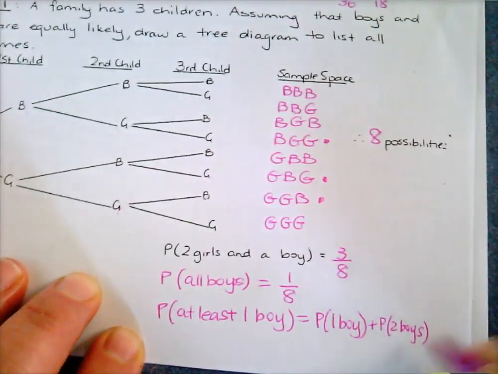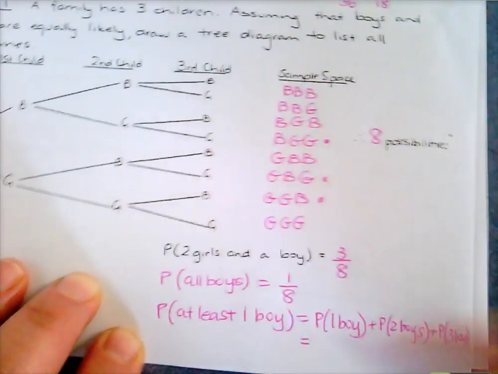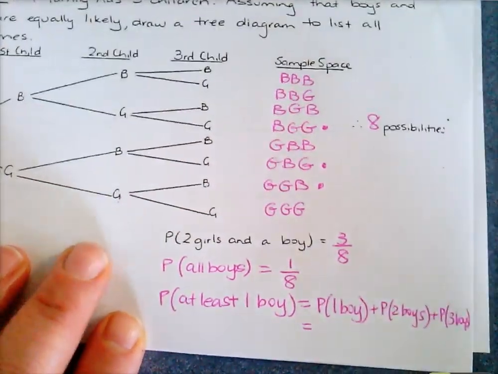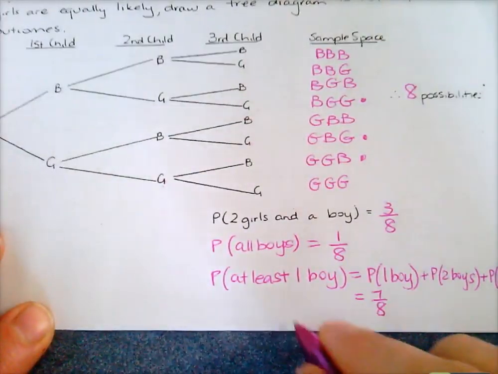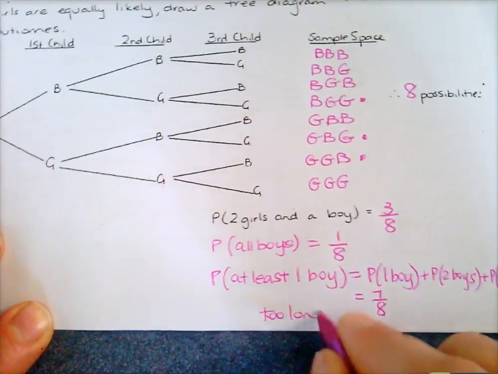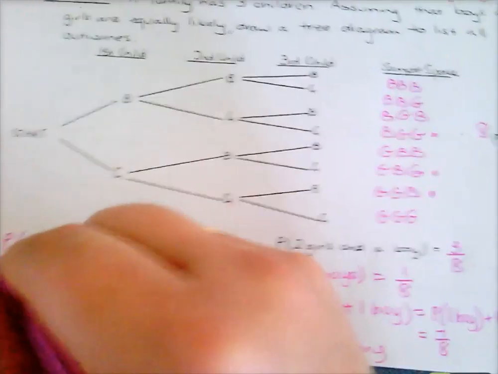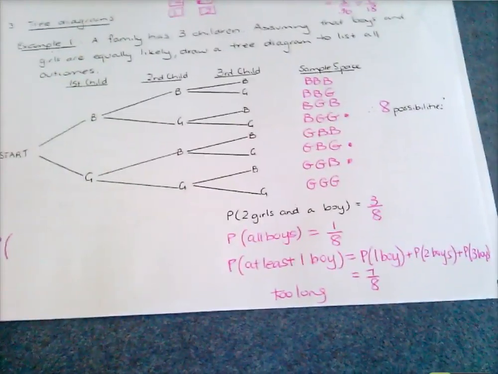I'm asking you, what does at least one boy mean? You want the probability of one boy, plus the probability of two boys, plus three boys, this is the long way, this is ridiculous. Oh, you count all of them that have a boy. Yeah, but that's silly. Instead of that, we're going to do complementary events, so that's too long.